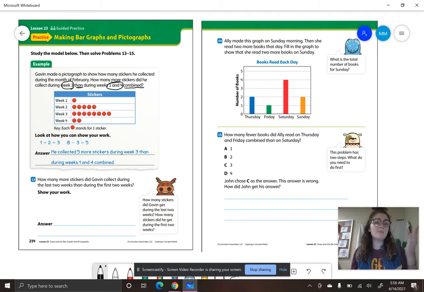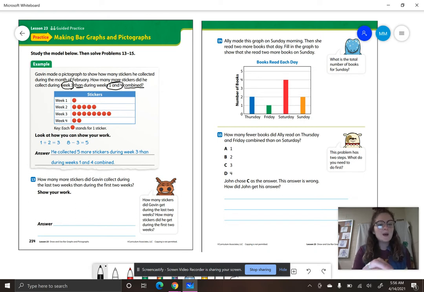Now we are going to compare those 3 stickers to the 8 stickers. So we start with our biggest number, 8. We take away what we know, and the difference is 5. So Smarties, when we have word problems, it's super important to circle important numbers and underline important words. Let's go ahead to number 13.